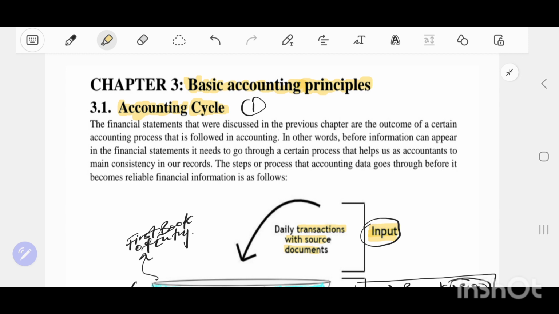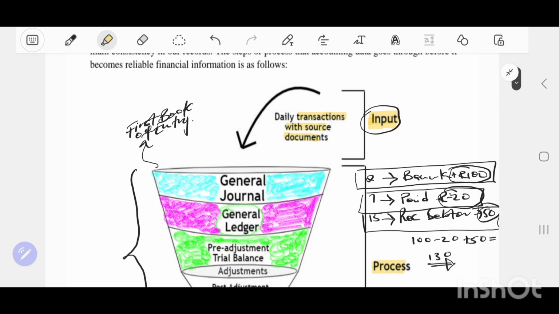On the next video, we're going to go deep into the accounting equation and then start recording transactions. So this is where things are going to start being interesting.